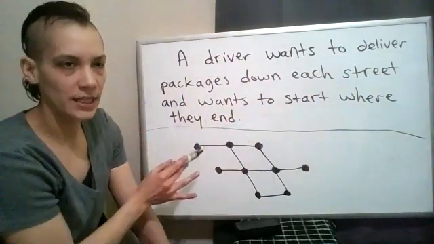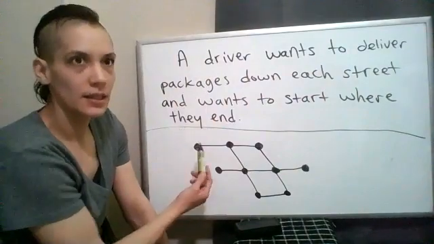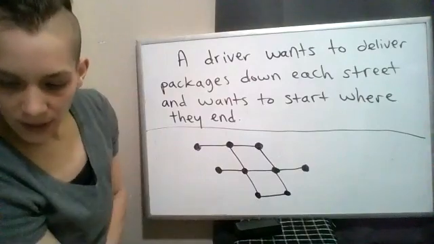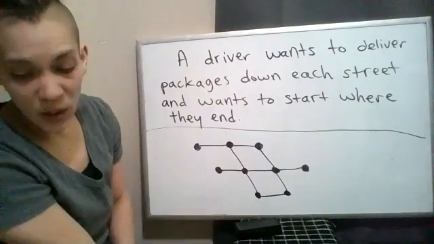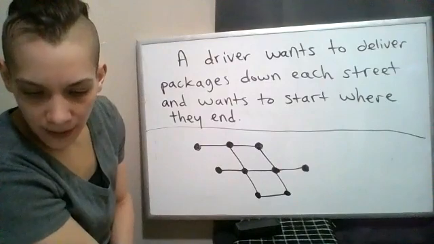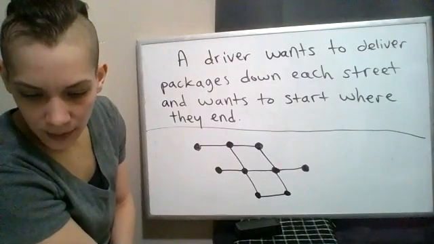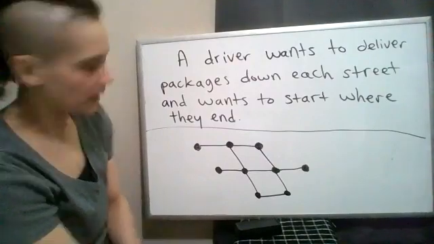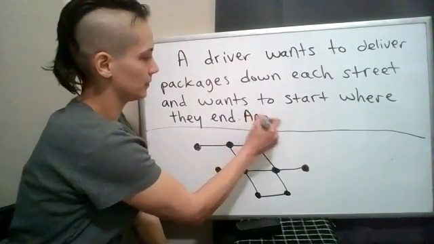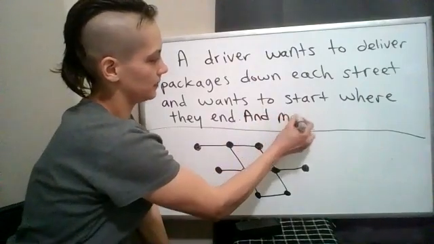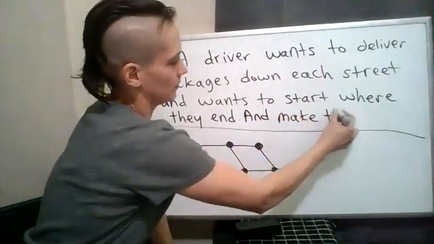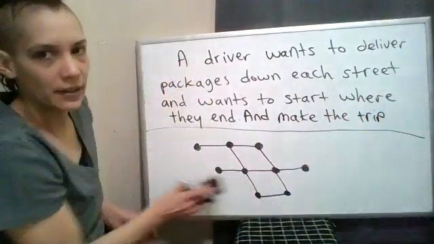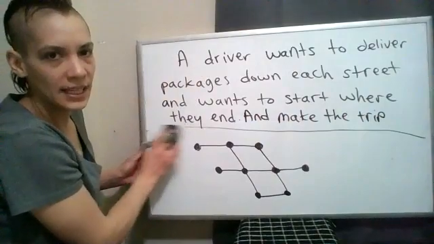So just a little extra piece is that they want to make each trip one time, or how do we say this? In a single pass. Okay. I'm just going to write it all out without revisiting any streets. So.